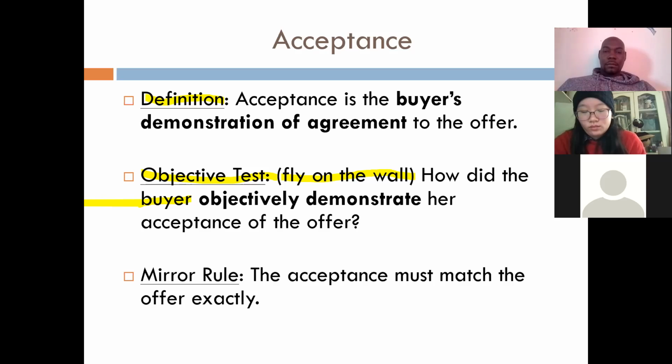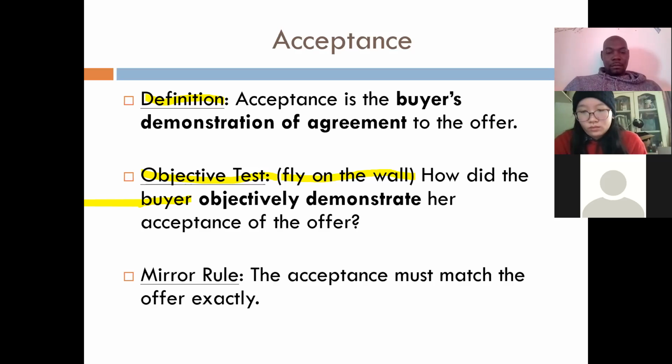And so if someone is being sarcastic or someone is just kidding, it doesn't matter. Because the test for acceptance is not what did you feel or what did you think. The test is what did you do and say. So if someone takes out money or shakes hands or says yes, what did you do? What did you say? Then there is an acceptance.